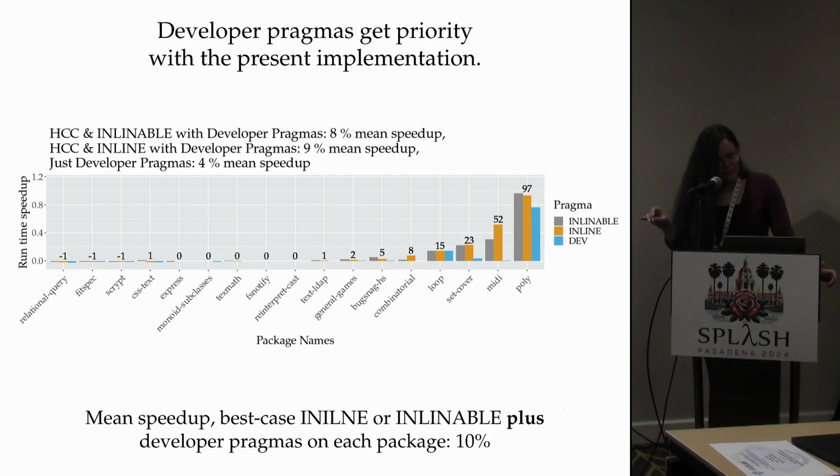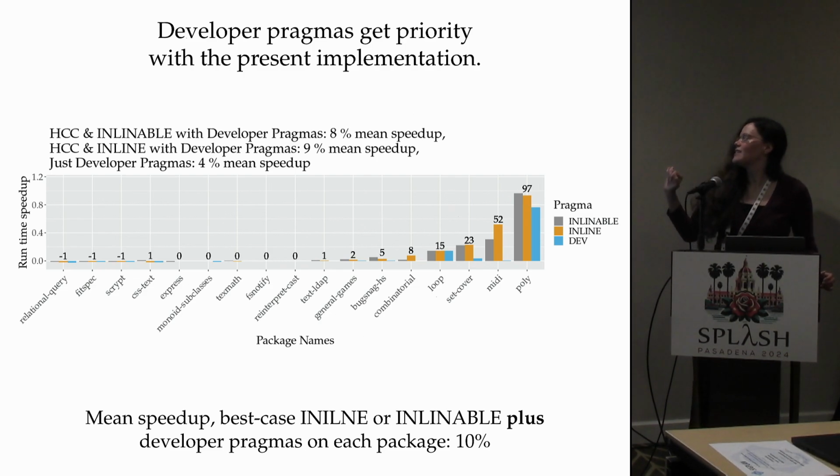So if we look at just the developer pragmas on their own, the developers managed to get a 4% mean speedup across all the packages. If we add hot call chains with inlineable, and the developer pragmas, we get an 8% mean speedup. If we add hot call chain with inline on top of the developer pragmas, we get a 9% mean speedup. And if we take the better of the 2 of our approaches and we do the mean speedup of all of those, we get our 10% mean speedup.